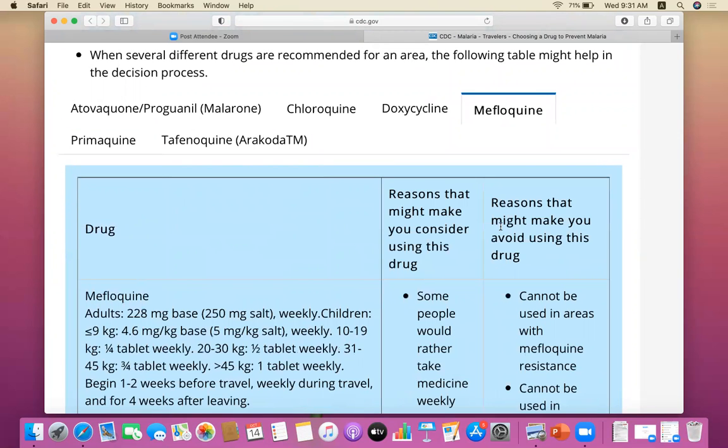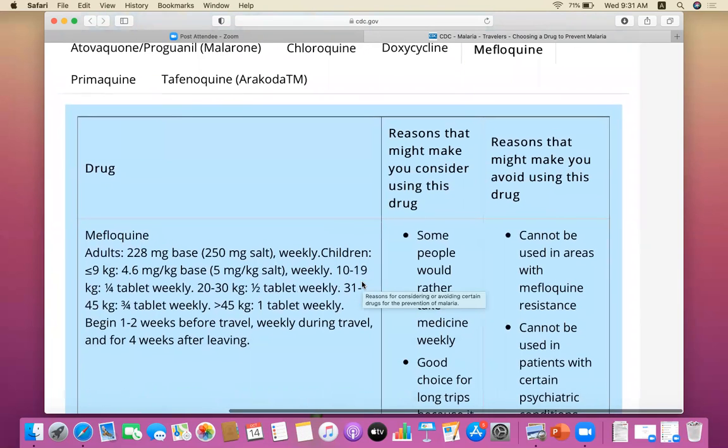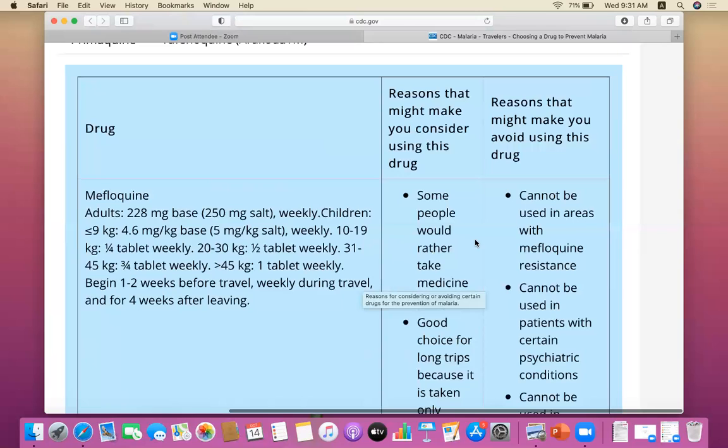Mefloquine. One reason that might make you consider using this drug is that some people would rather take medications weekly. It is available weekly. Mefloquine, same as chloroquine, you can take as a 250 milligram salt tablet, including only 220 milligram of the drug, weekly.